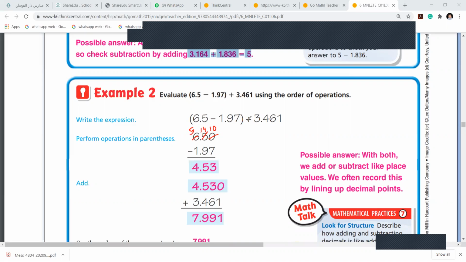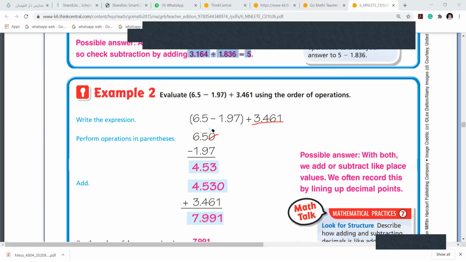Then this number I need to add with 3.461, because first I will solve what is in the bracket. I minus what was in the bracket. Then that number I added to 3.461 and I got 1, 6 plus 3, 9, 4 and 5, 9 again, 4 and 3, 7. Understood? Miss, I didn't understand.